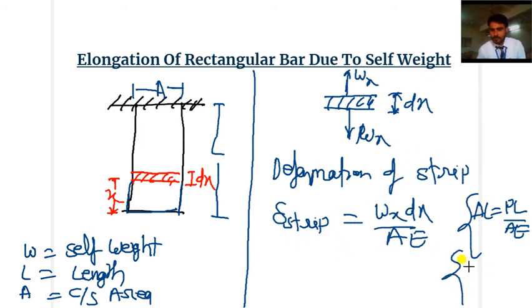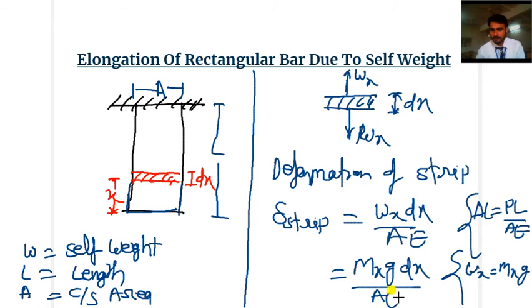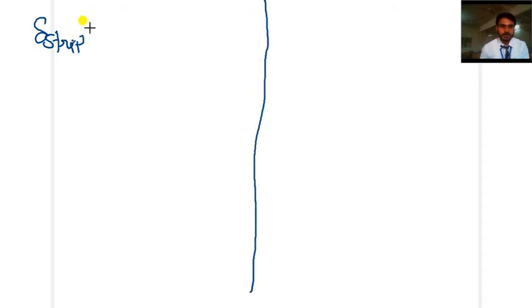If we put the value of Wx, Wx equals m into g, that is mx into g, that value will be equal to mx g dx divided by AE. Again here we get del strip equal to mx g dx divided by AE.